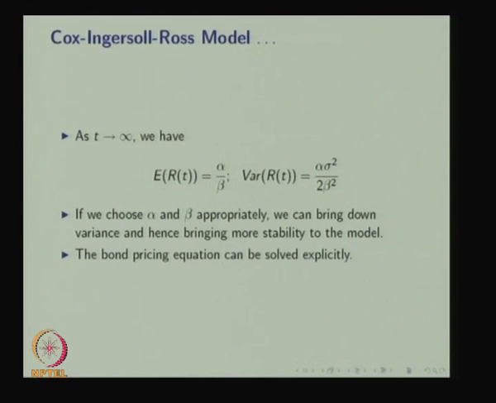If you choose alpha and beta appropriately, we can bring down the variance, because in the long run the variance is in terms of alpha and beta. So we can bring down the variance and hence bring more stability to the model. You can make the model stable by properly choosing alpha and beta. This CIR model has a lot of applications, in particular the bond pricing models. Using the CIR model, the bond pricing equation can be solved explicitly.